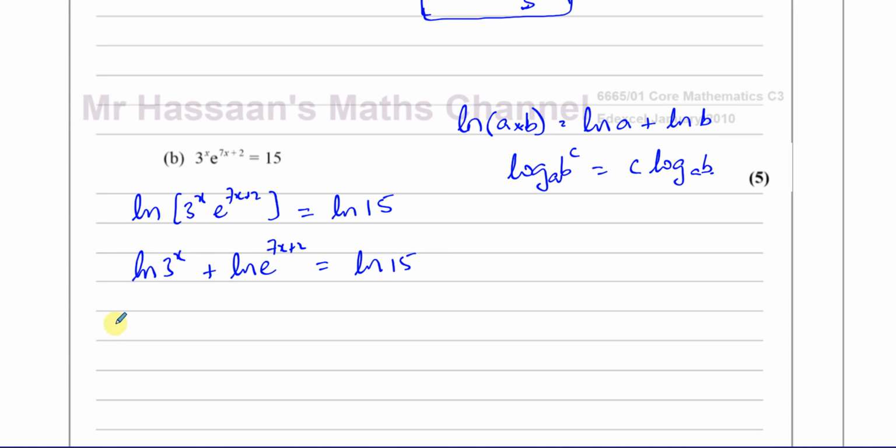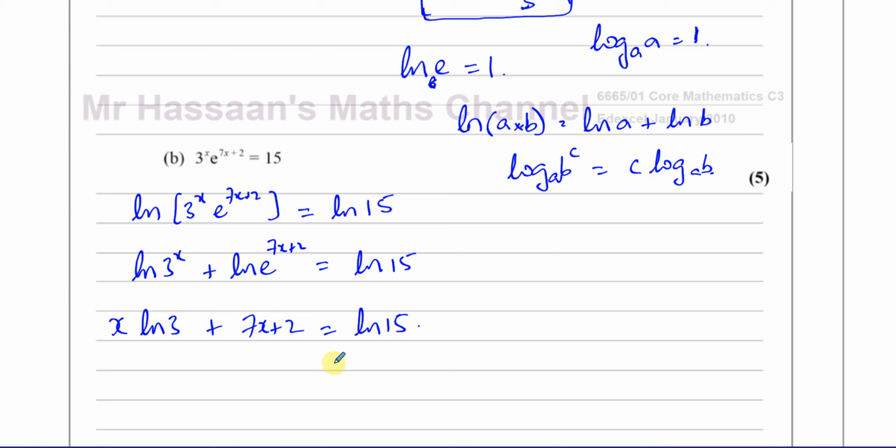So now this can be written as x times the ln of 3, and this can be written as 7x plus 2 times the ln of e. Now, we know that the ln of e is equal to 1, because the log to the base of something of itself is equal to 1, since this to the power of 1 is equal to itself. So log to the base e of e is equal to 1, so ln e is equal to 1. So this will be 7x plus 2 times ln e. We don't have to write the ln e because it's equal to 1. And that's equal to ln 15.